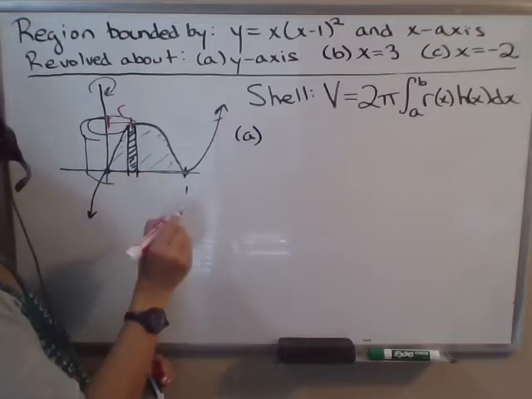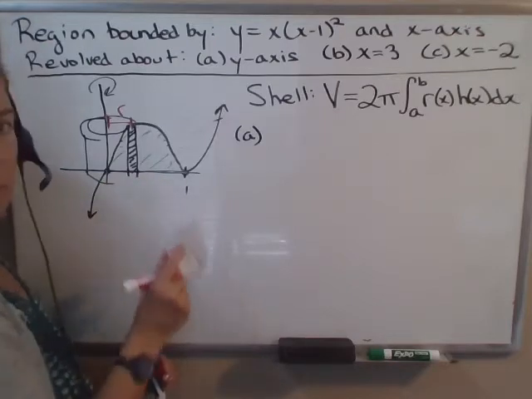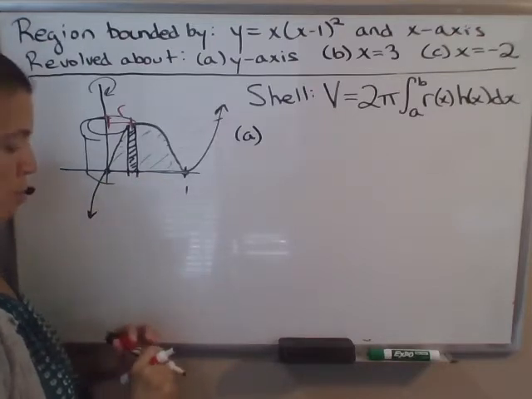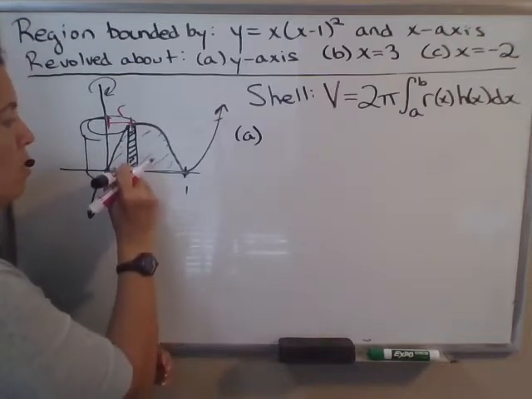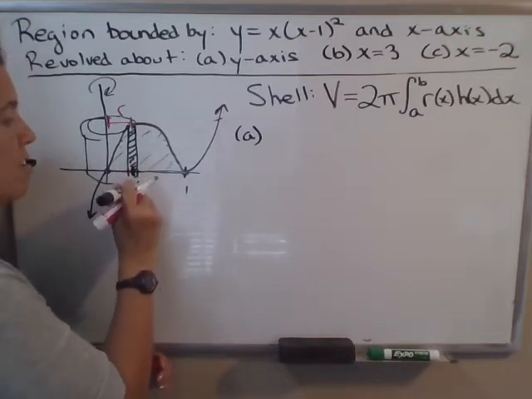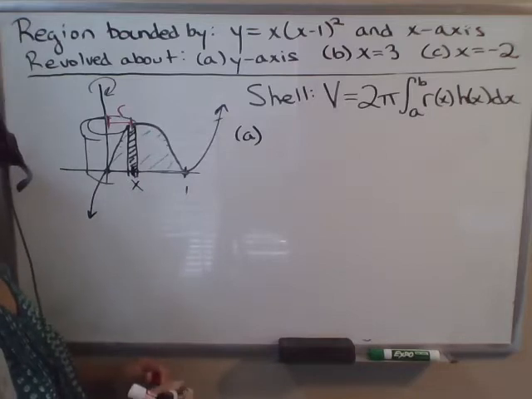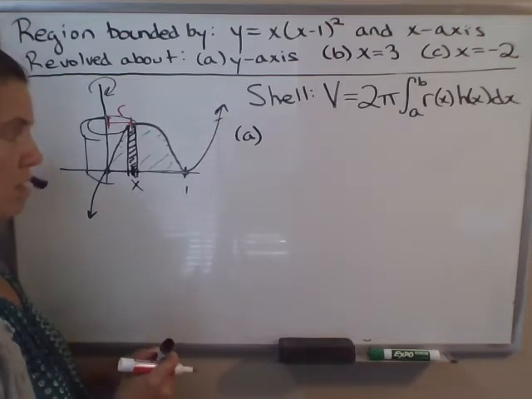Now, when you set up integrals with the shell method, you need to label the position of your rectangle using the variable of integration. So in this case, x. It's an integral in terms of x. Call the position of your rectangle x.